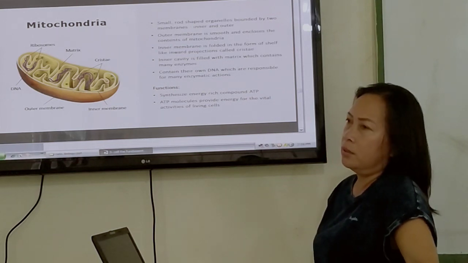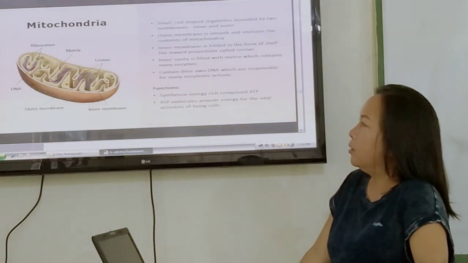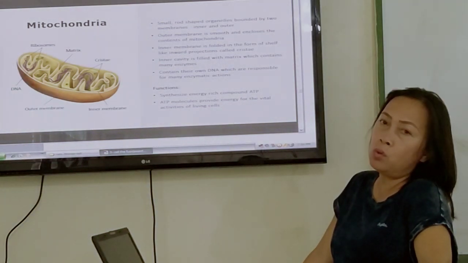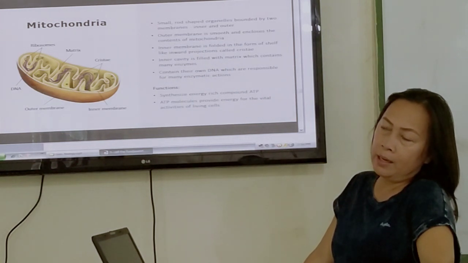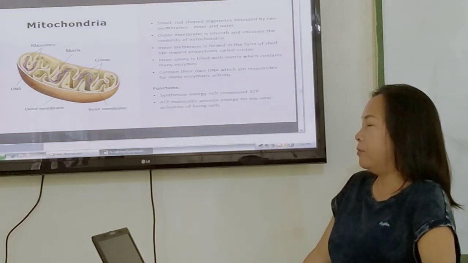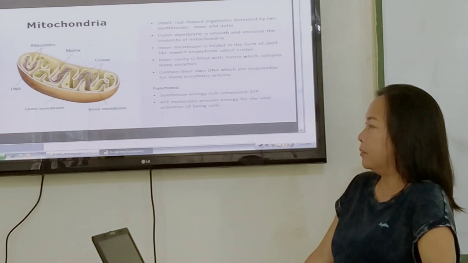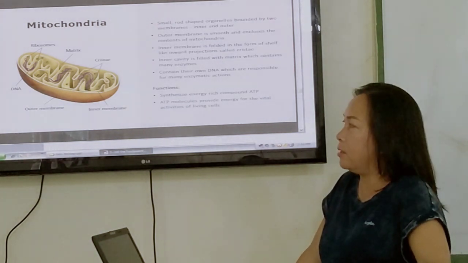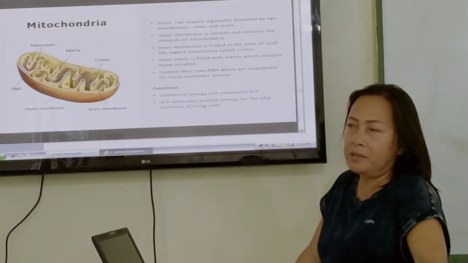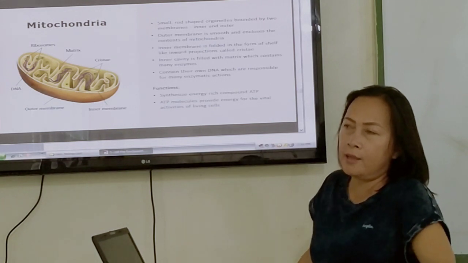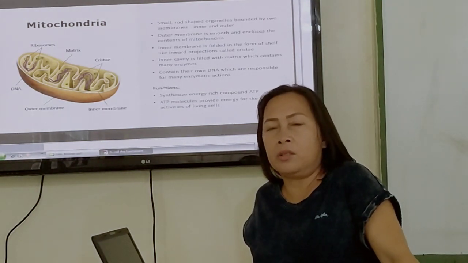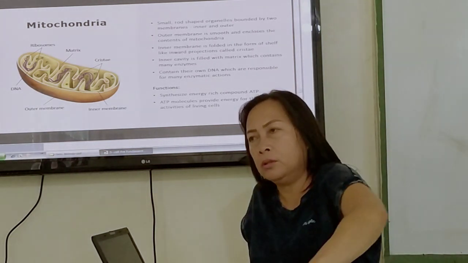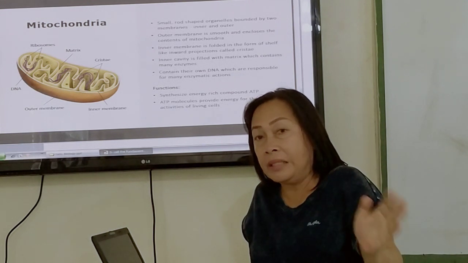Another, we have the mitochondria. Mitochondria is made up of two membranes. You have the outer membrane and the inner membrane. Now, like the nucleus, mitochondria, or mitochondrion in singular, consists of DNA. What is this DNA for? This DNA is for maternal inheritance, maternal traits. Meaning, these maternal traits can be passed on from mother to offspring. The father cannot contribute.